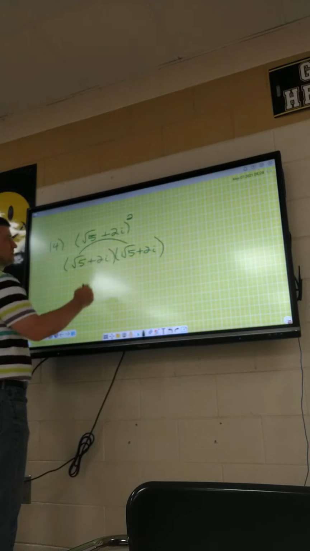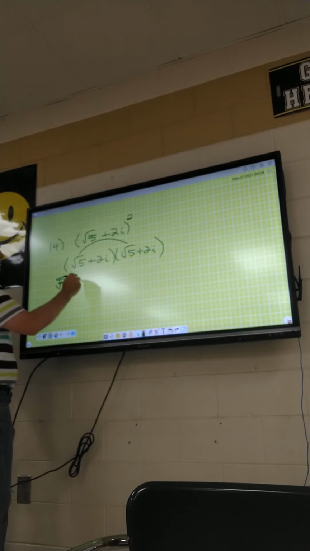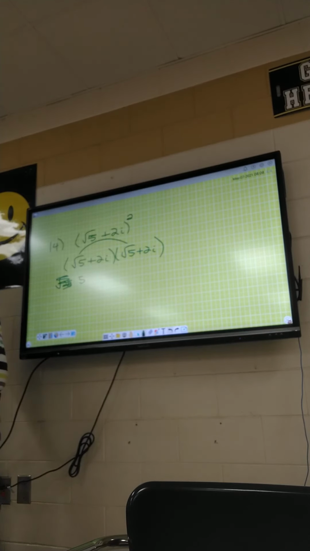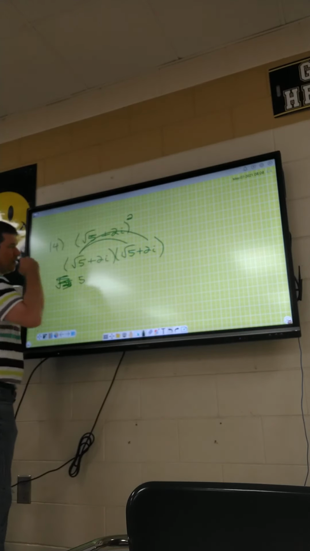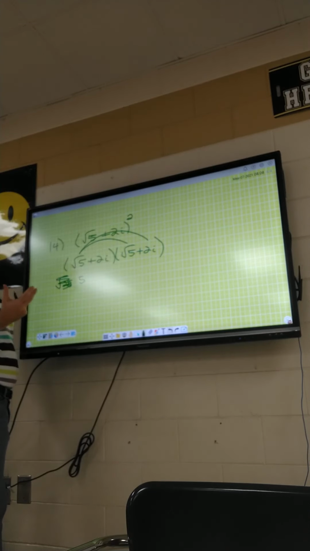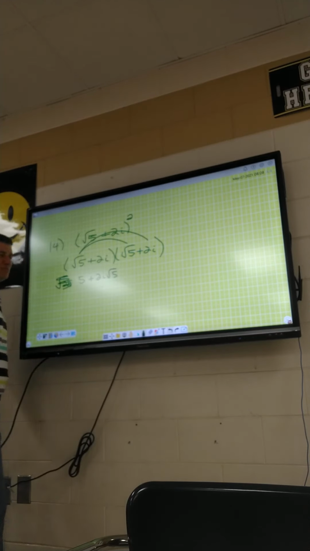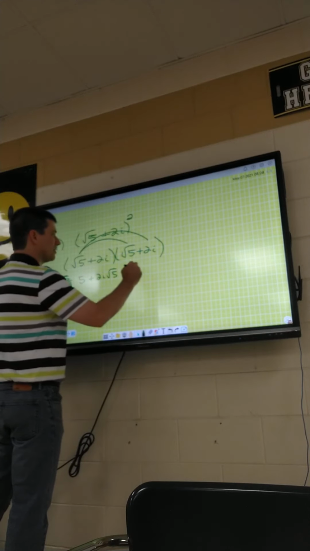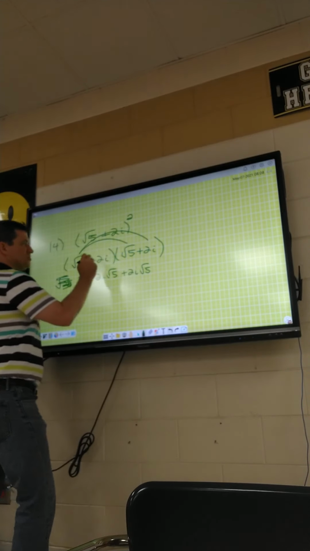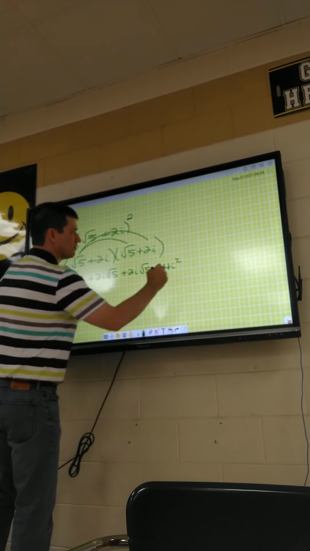Now times these two, 5 times 5 is root 25. But that just turns into 5, doesn't it? So first number's 5. What about when you times these two? Sarah, I got 2i times the square root. You can't really times those, so just put the 2i in front of the square root. And then you do the same thing in the middle. What would you 2i add? 2i times 2i is 4i squared.